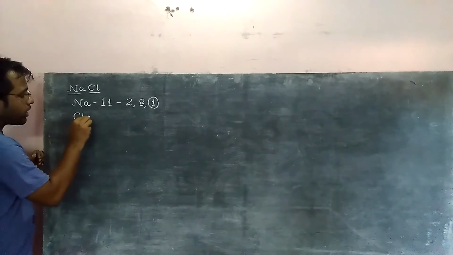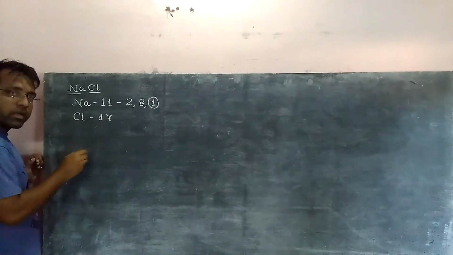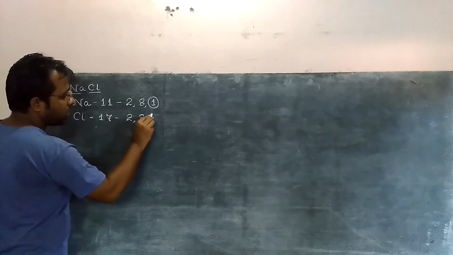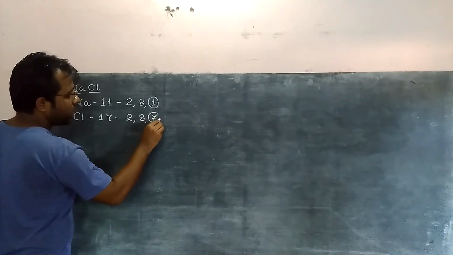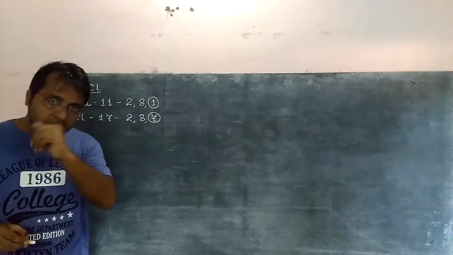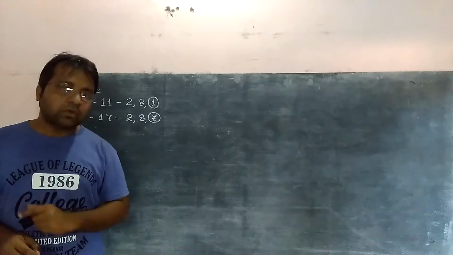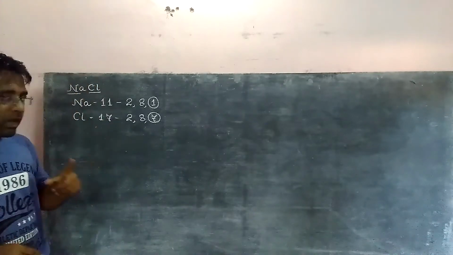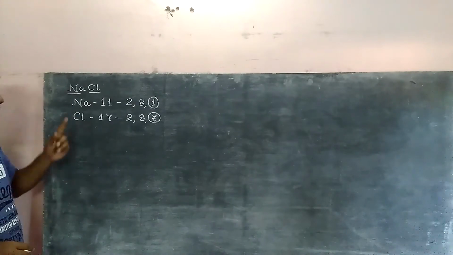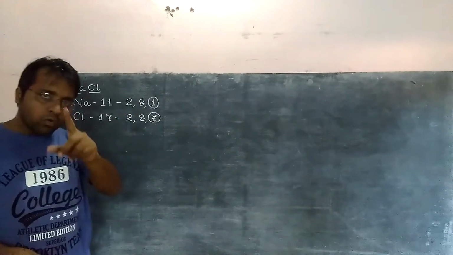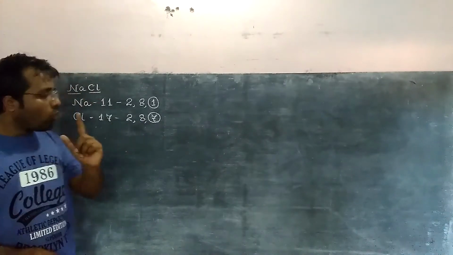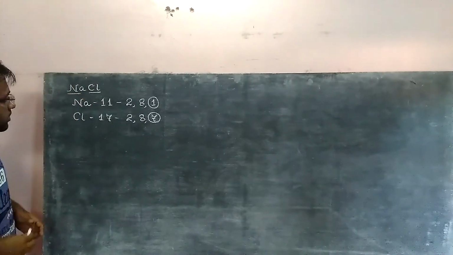What about chlorine? Chlorine's atomic number is 17. So, the electronic configuration can be written in this manner, 2,8,7. So, how many valence electrons are there? 7 valence electrons are there. And what is the valency of chlorine? Valency is 1. So, here we are getting one idea that sodium will lose only 1 electron and chlorine will gain only 1 electron. Why is this so? Let us try to understand.